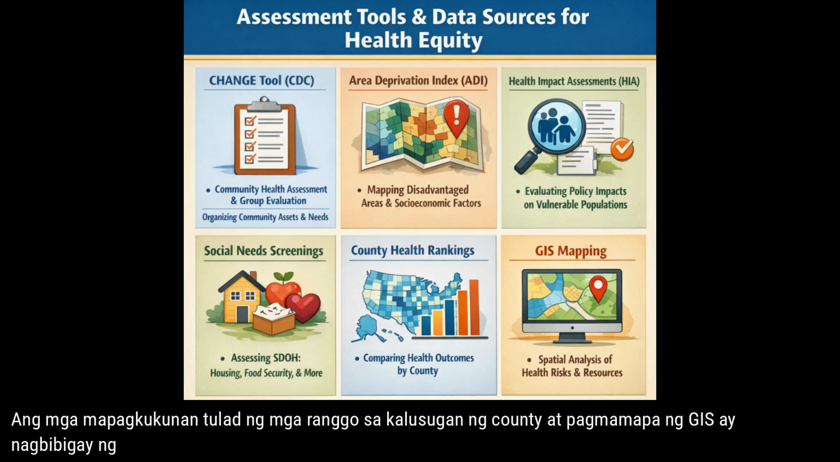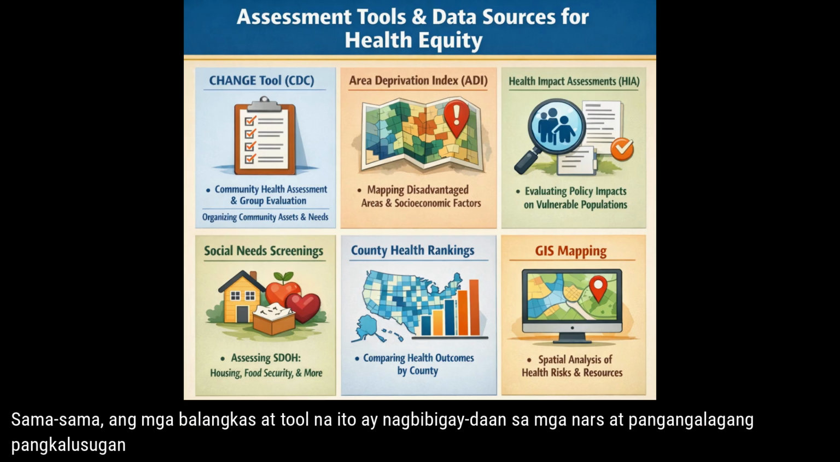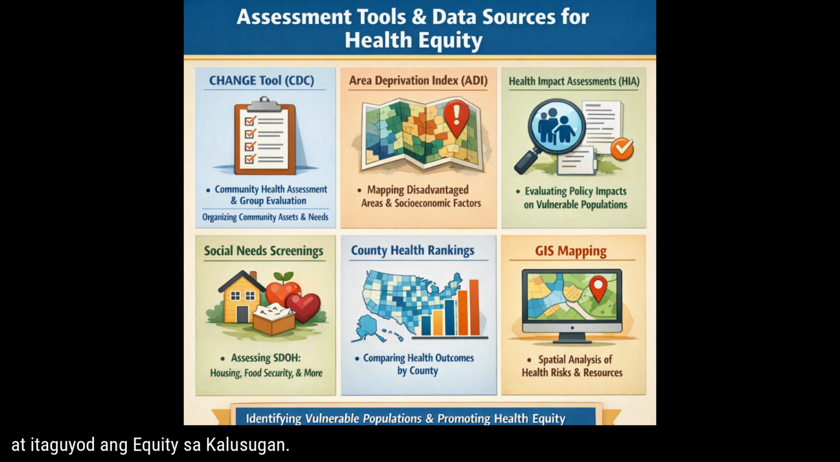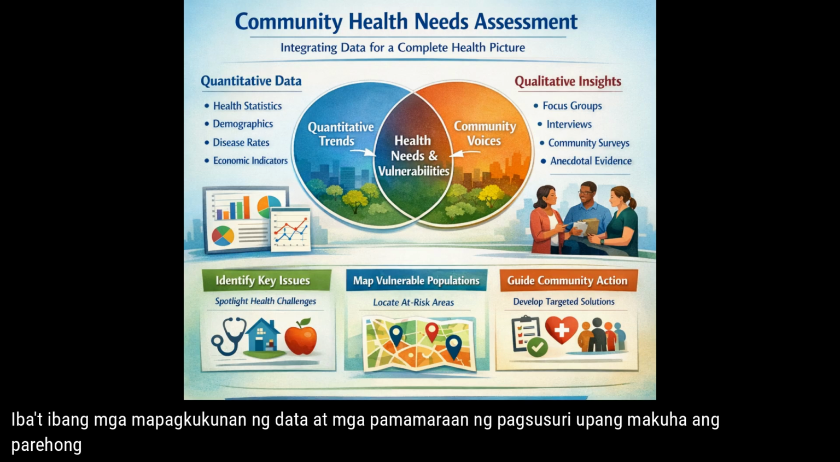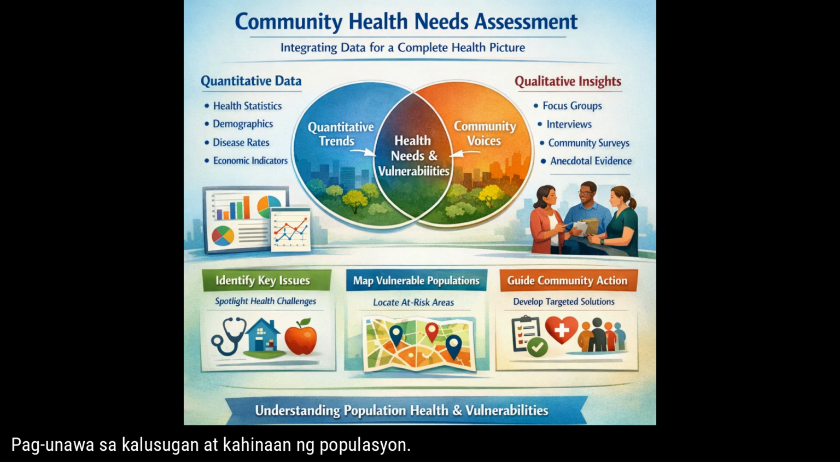Resources like County Health Rankings and GIS mapping provide spatial and comparative analyses of health risks and resources. Together, these frameworks and tools enable nurses and healthcare professionals to identify vulnerabilities, plan interventions, and promote health equity. A comprehensive community health needs assessment integrates diverse data sources and analytic techniques to capture both quantitative trends and qualitative insights, enabling a nuanced understanding of population health and vulnerabilities.